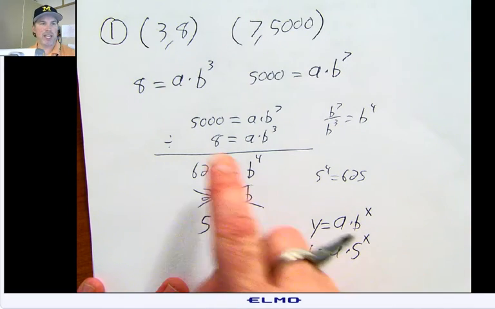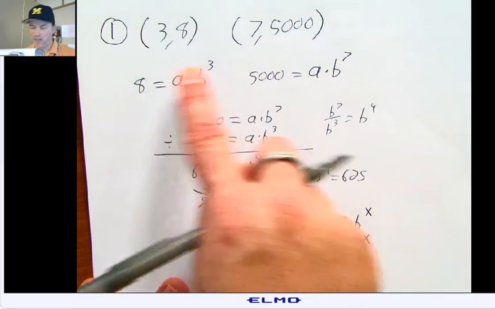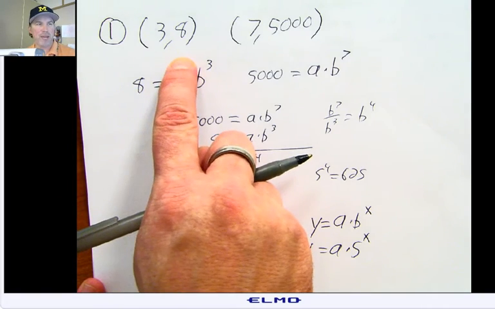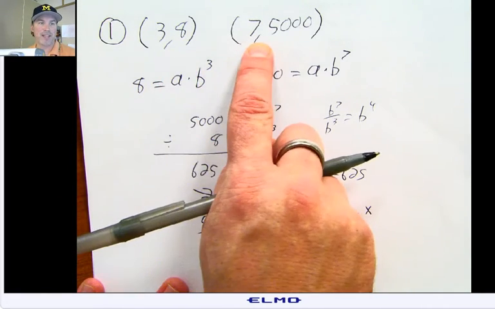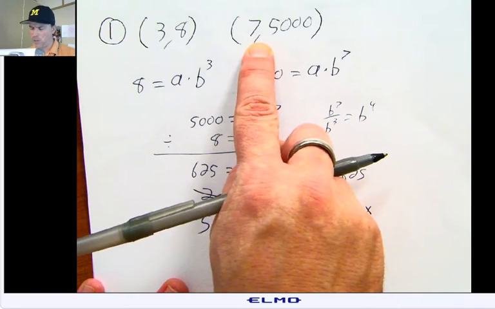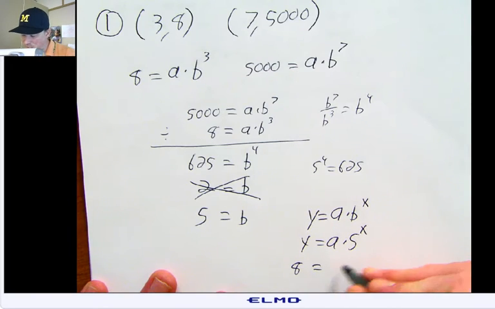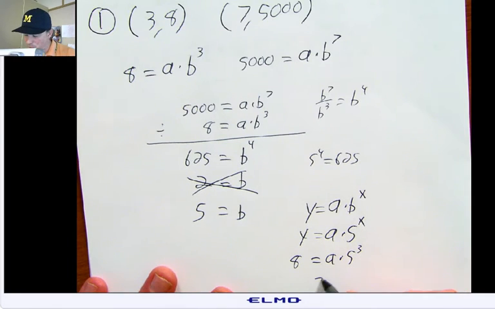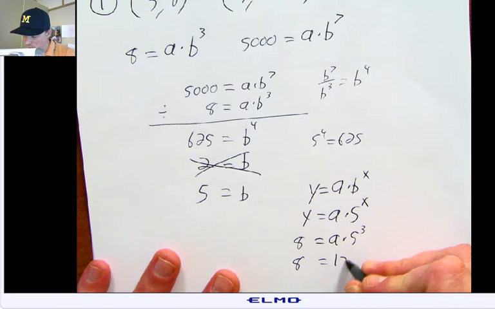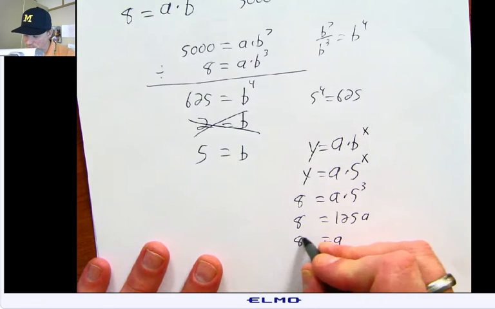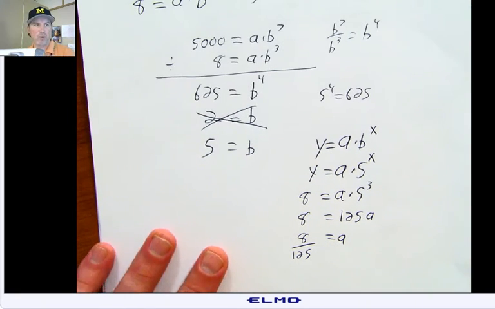And now I just need to plug either one of these 2 points into the equation to figure out my a. So I'm going to pick (3, 8) because the numbers are smaller. If you pick (7, 5,000), it will work, but it'll be bigger numbers, more work. So use the smaller numbers. 8 equals a times 5 to the 3. 5 to the 3, everybody knows, is 125. So I have 8 equals 125a. Divide both sides by 125, and you get a equals 8 over 125.